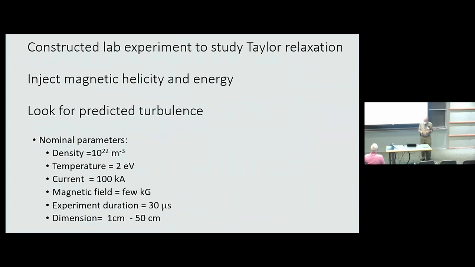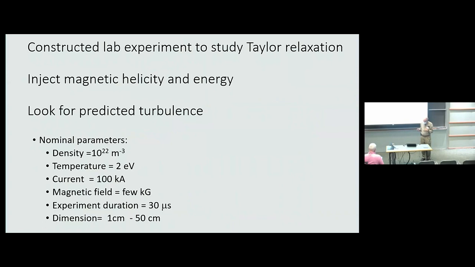So I constructed a lab experiment to study Taylor relaxation because these devices actually work. People have done experiments. They made something called a spheromak that was based on Taylor relaxation, and I wanted to see what actually happened, what the dynamics were. To do this, you have to inject magnetic helicity and magnetic energy because those are the players in the play, and I wanted to look for the predicted turbulence.